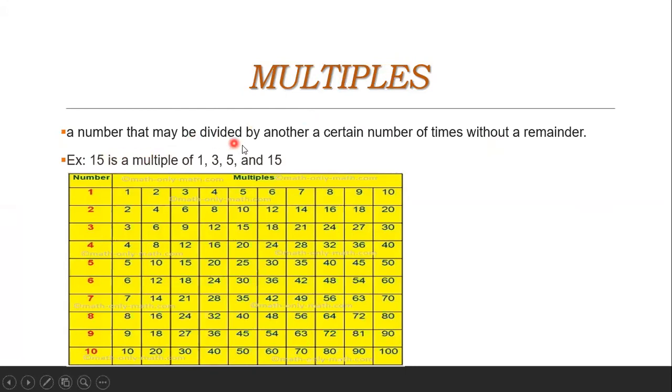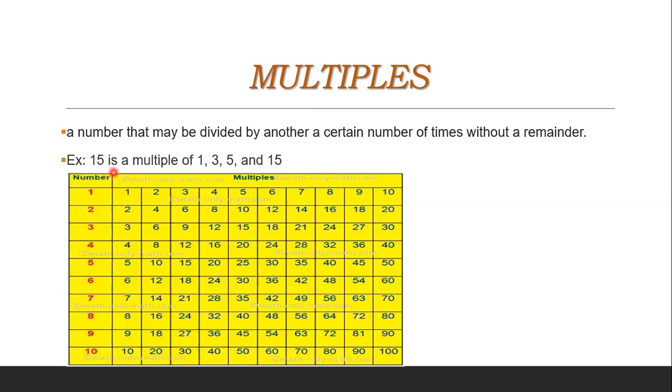A number that may be divided by another a certain number of times without a remainder. See here, multiples means nothing but tables. So it should divide exactly and without a remainder. That means the remainder you have to get is always 0.